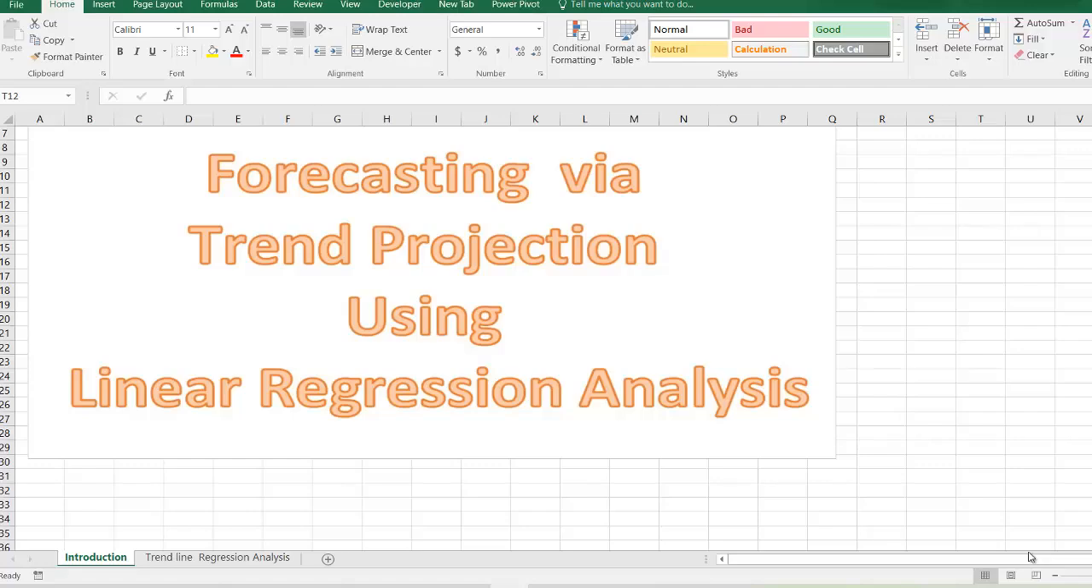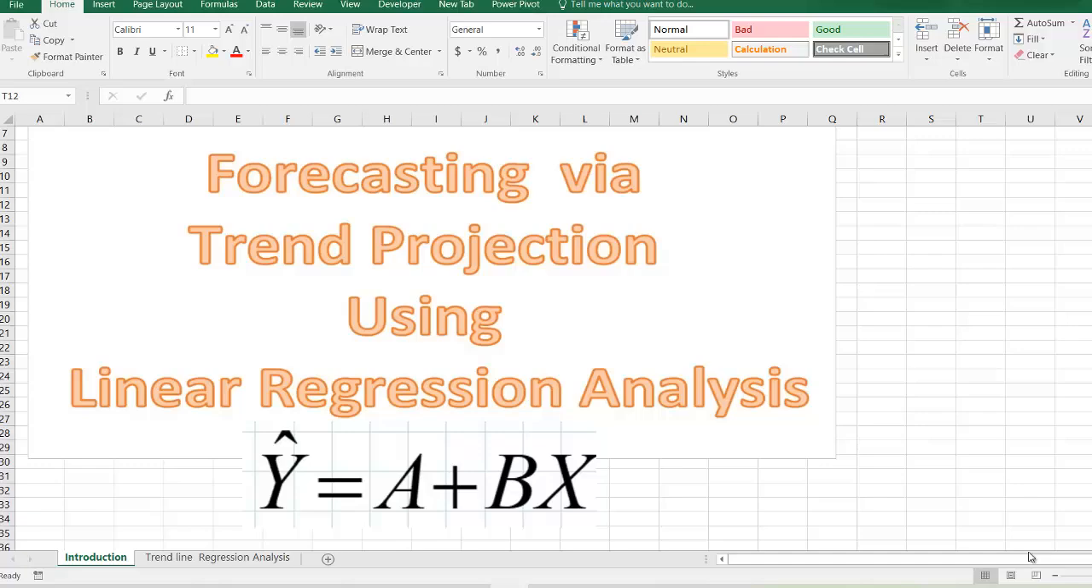This video will show you how to forecast time series by generating a trend line using regression analysis. Basically, we are forming an equation of a line that will predict future values from the time series. The equation of the line is given by y hat is equal to a plus bx, where y hat is the predicted value, a is the intercept, b is the slope of the line, and x is the time periods or time indices, usually taking values from 1 to n.